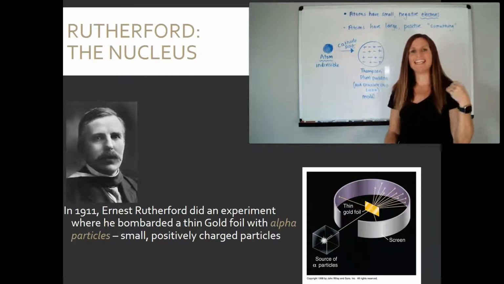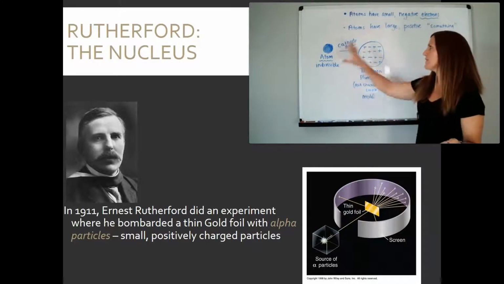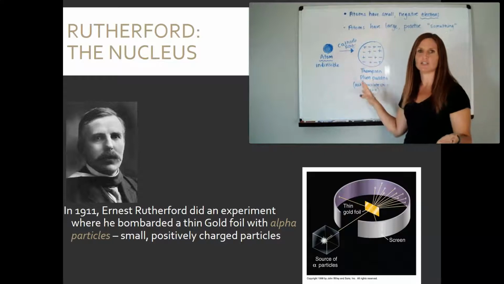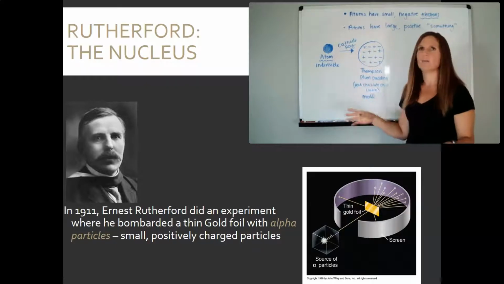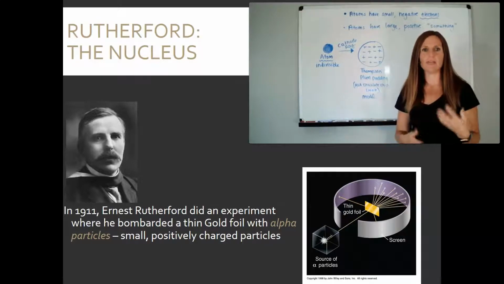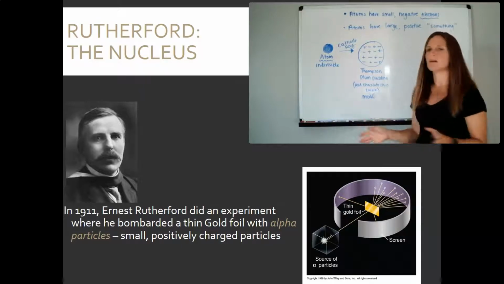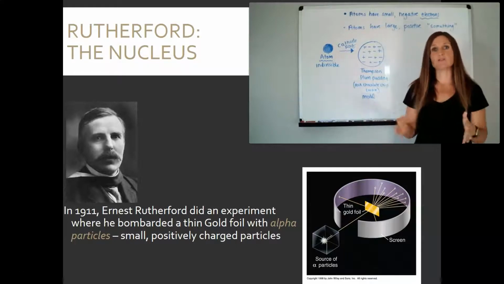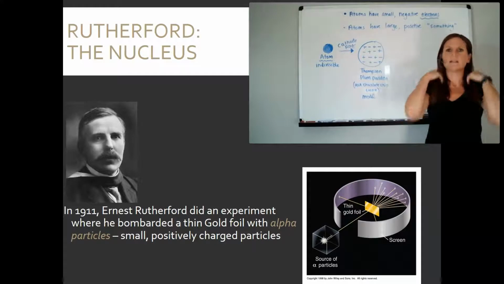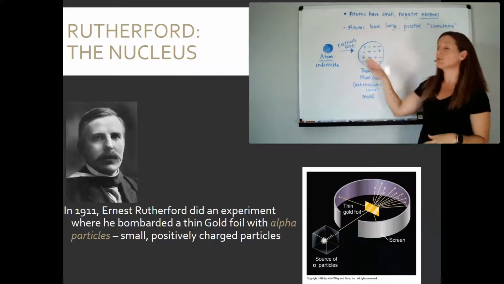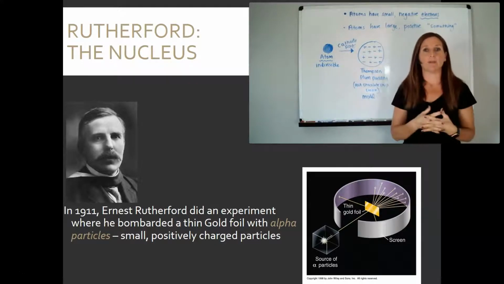Rutherford comes along in 1911 to do this experiment. So if you're following along with us, this was right at the turn of the century, very early 1900s. 1909 is when Millikan comes out with his discovery. The plum pudding model is pretty much fact for those couple of years. And now Rutherford wants to confirm this good idea that he believes Thomson had.